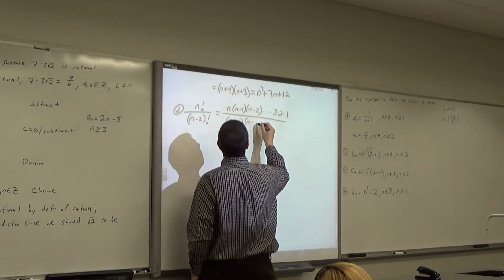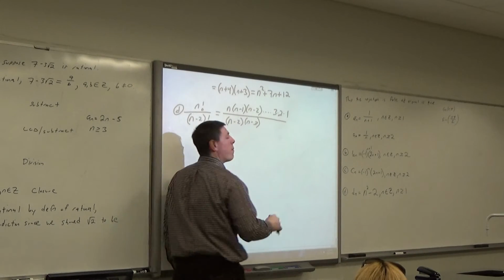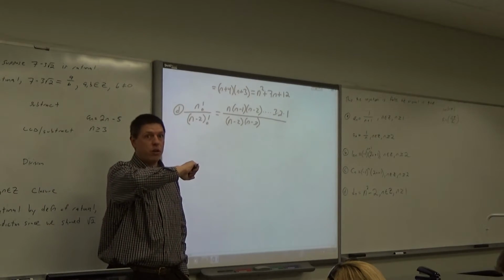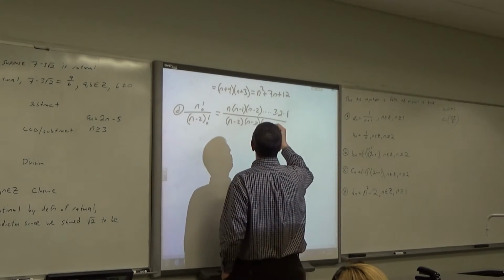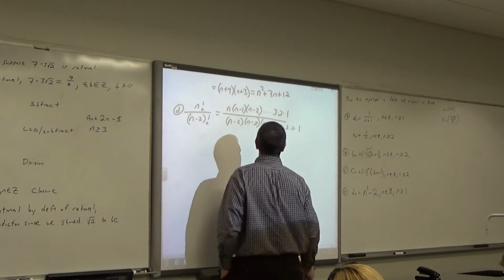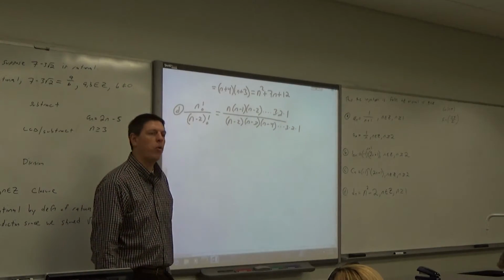N minus 1? No, n minus 3. Right, because remember, you're going down. You're going away from it. Okay, does that make sense, Art? Yeah. Okay, so don't ever do that again, please. Times n minus 4, all the way down to 3, 2, 1. So, is that okay with everybody, guys? Any questions about how to simplify that animal?